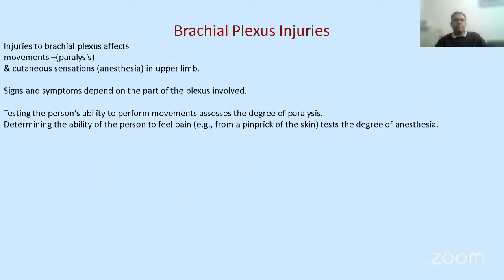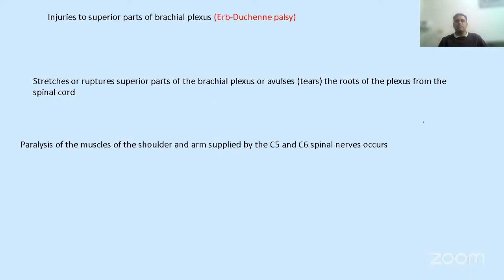Let us see. Now coming to the brachial plexus injuries, we have discussed a couple of them, but we will go through them again. Injury includes cutaneous involvement as well as muscular involvement, which leads to palsy. So we have to do all these tests. Let us move forward. Here is Erb's palsy, which we discussed in the previous session.